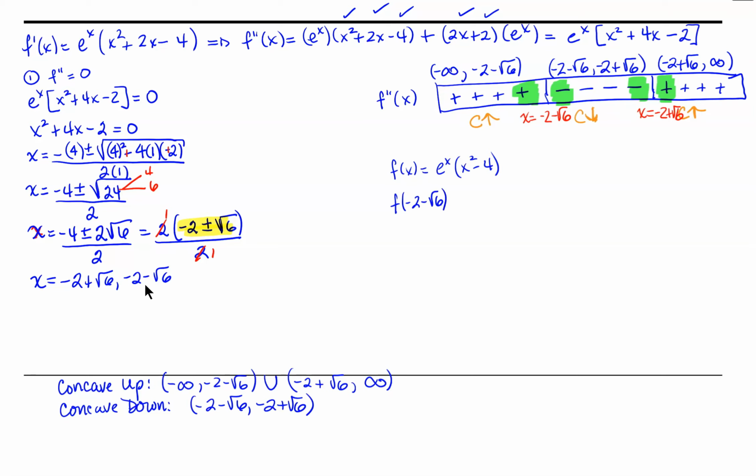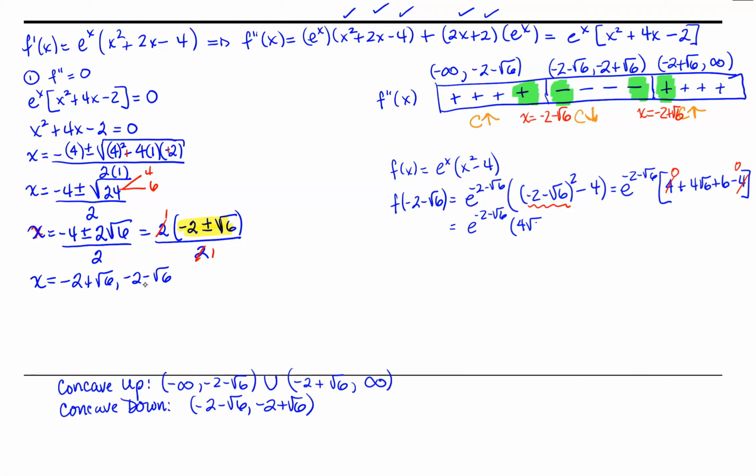So let's go ahead and find the y values that correspond to these points of inflection. So we have f of -2 minus square root of 6. That will be e to the -2 minus square root of 6 times -2 minus square root of 6 quantity squared minus 4, which is equal to e to the -2 minus square root of 6 times, now if I square that perfect square, I will get 4 plus 4 square roots of 6 plus 6 minus 4. And the 4's will add to 0.